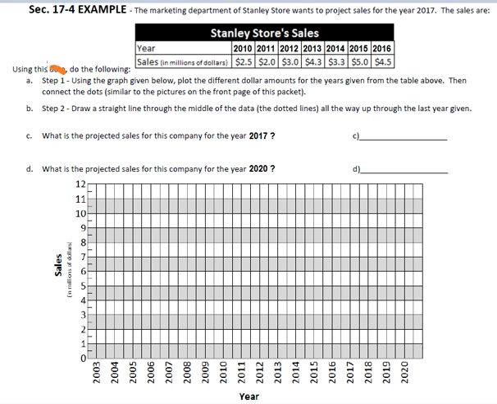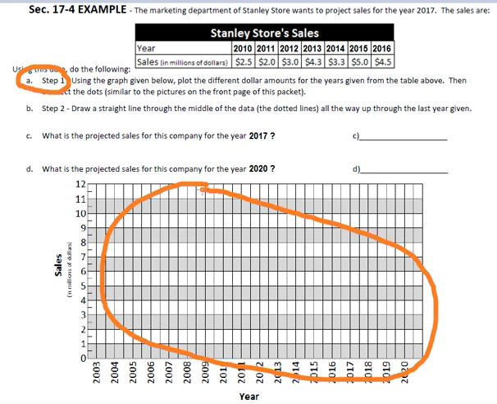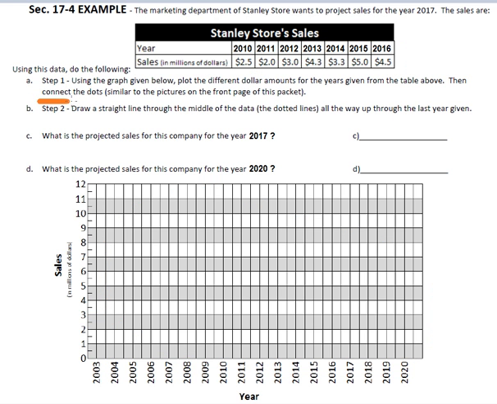So, first off, we deal with step one, for letter A. We're going to use this graph right here, and we're going to start plotting the different dollar amounts that we find here. Then, once we're done plotting them, we connect the dots. Let me show you what that means.